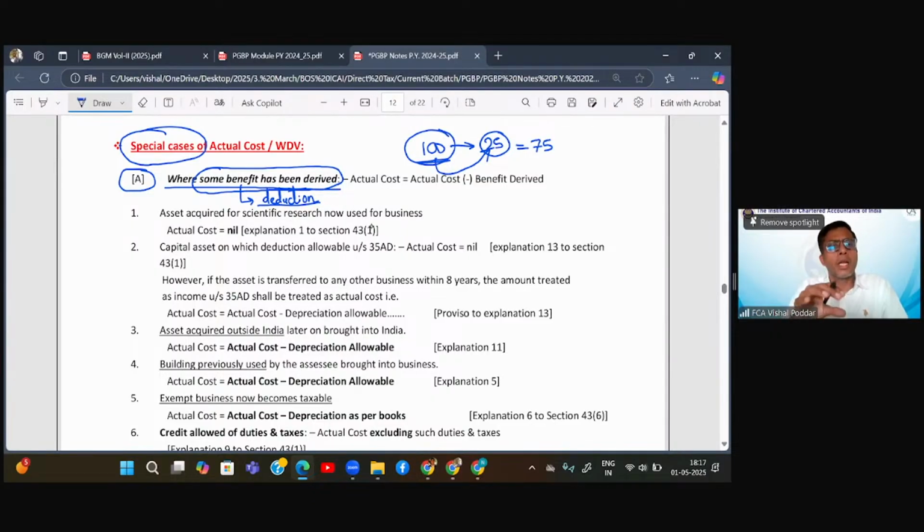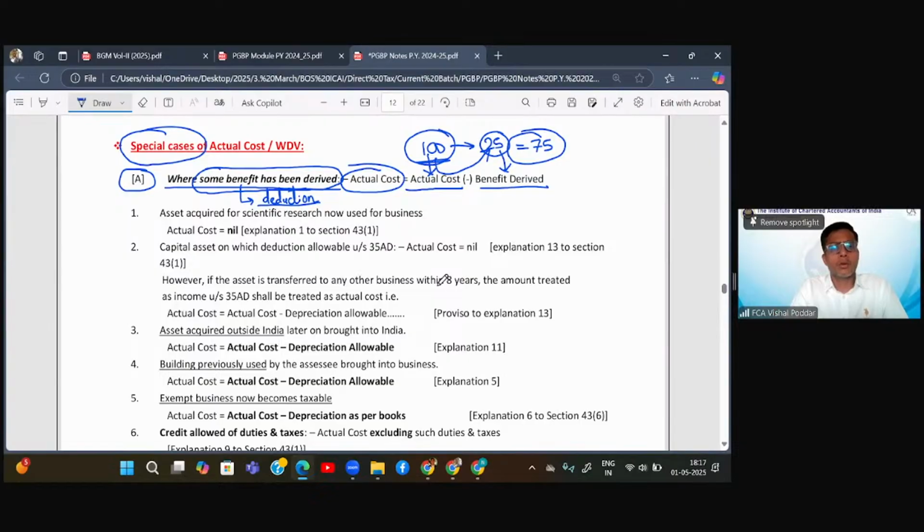So the first broad categorization is where you have already been allowed some benefit of that particular asset's cost. Now, in this case, what should be the cost that you will include in your block so that you can claim depreciation on it? The answer is whatever was the original cost, in my example 100, minus whatever benefit you have already derived. Think of this logically: for you, the cost will be 75. This is what you will add in the block so that this 75 will become eligible for depreciation.